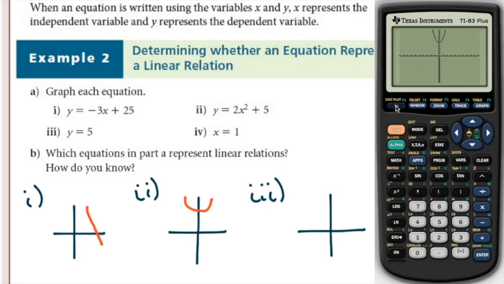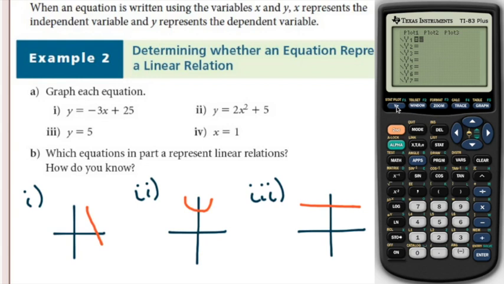Go back to the y equals menu to do number 3. Clear out what's in there. We have y equals 5. So we do y equals 5. Graph it. And sketch again. Our last equation. If we go to the y equals menu on the calculator, we can see we don't have an option for x equals. This requires us to do this by hand.